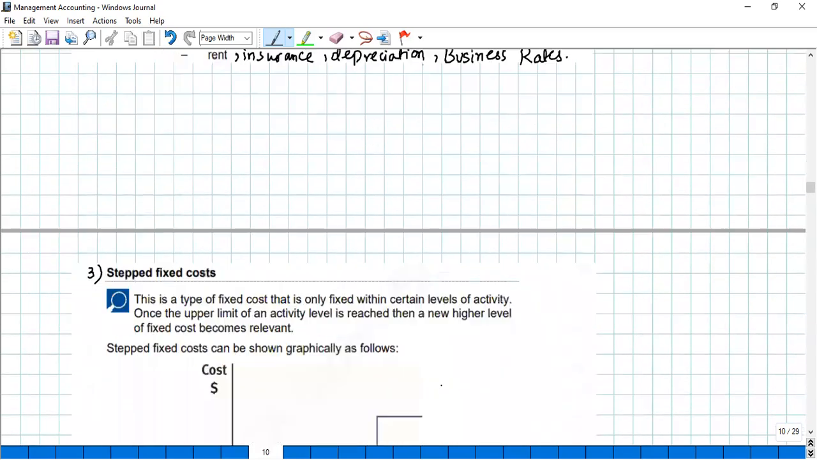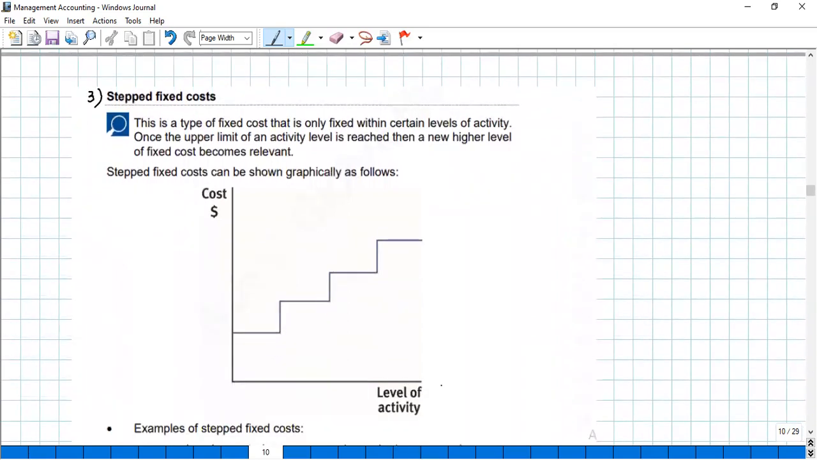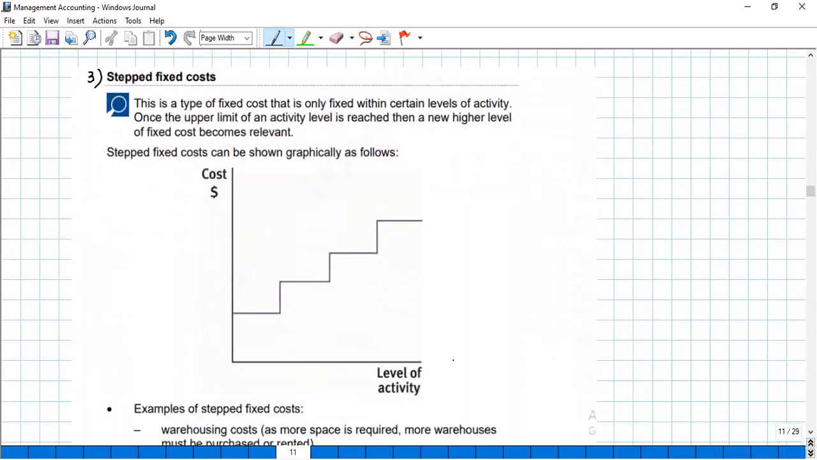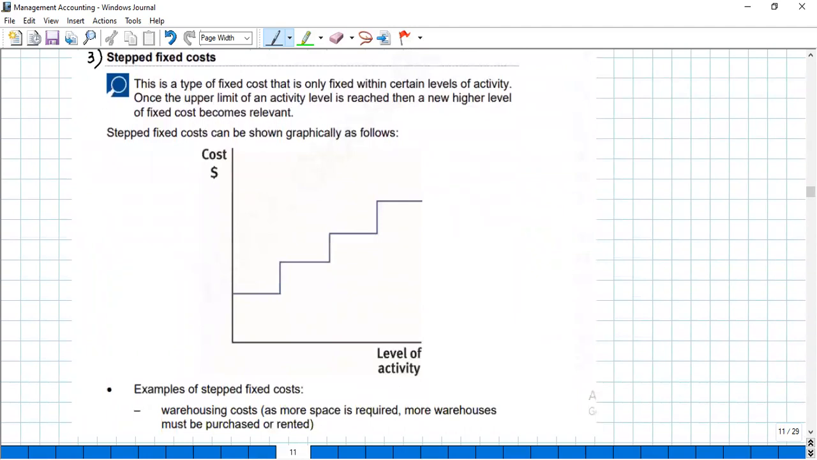Third cost by behavior is step fixed cost. Now, fixed cost was a cost that remains fixed within a certain range. Step cost or step fixed cost is a cost that remains the same within a certain range, but when that range is exceeded, when that target is breached, there is a step up in the cost. Such a cost is known as step fixed cost. Now, let's understand this graph and this step fixed cost by an example.